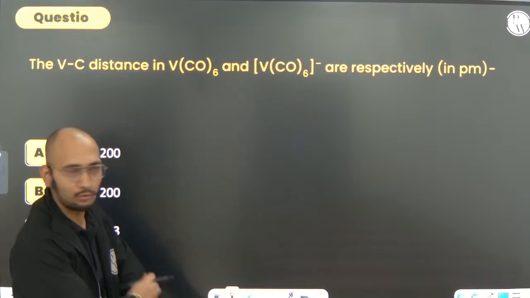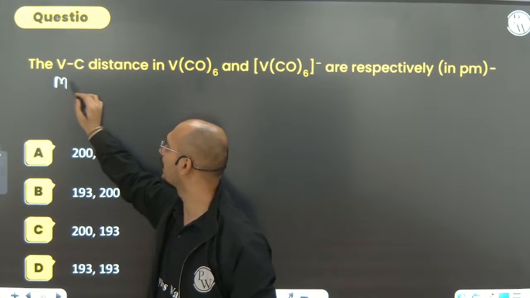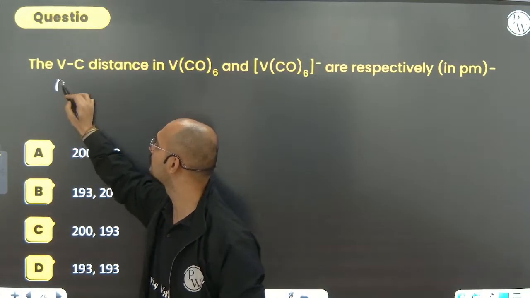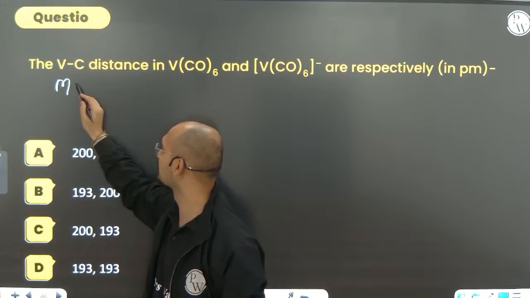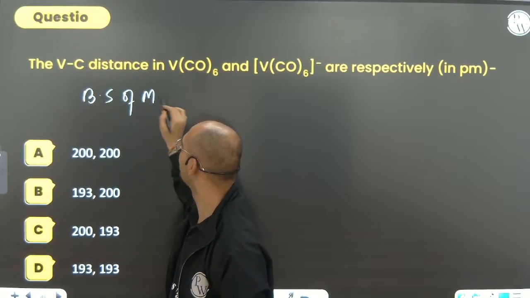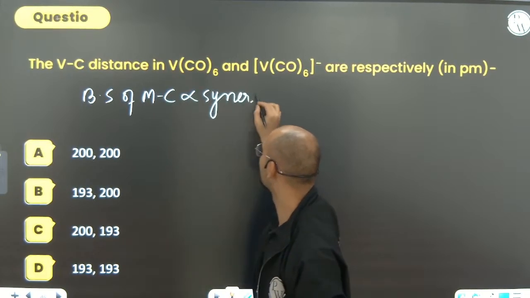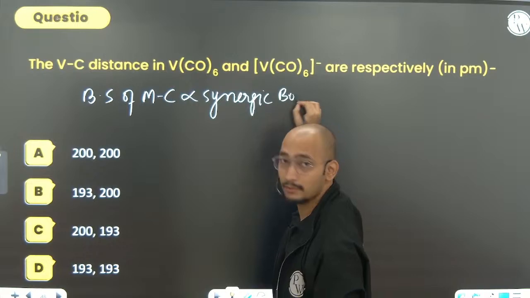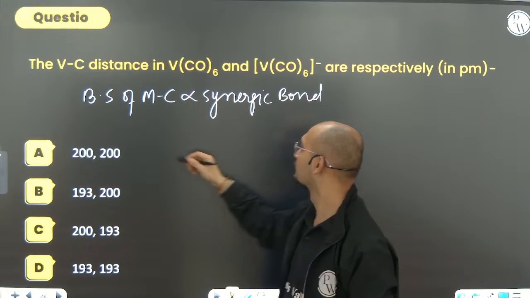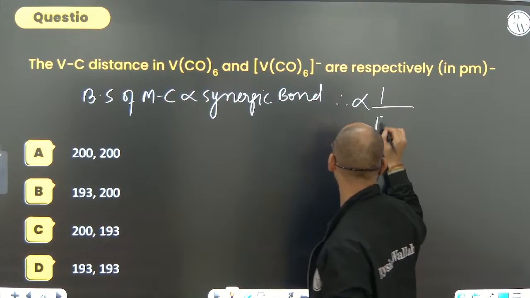The V-C distance in VCO and VCO minus respectively. Can you see? Let's look and find out. V-C means again it is asking for the M-C bond. The bond distance is being asked. Bond strength of M-C is directly proportional to synergic bond, as we have already studied. Therefore it is inversely proportional to bond length.